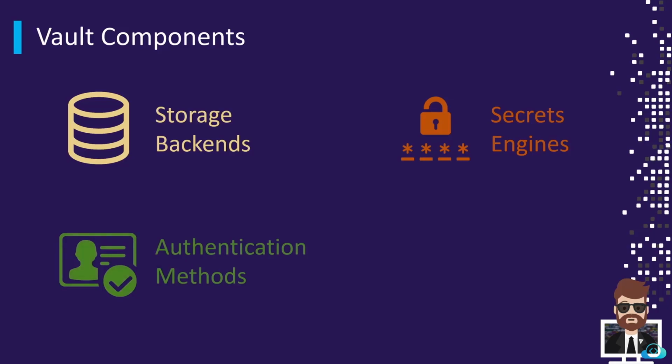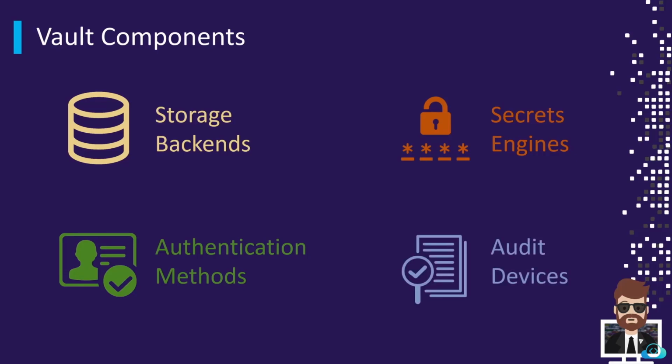Now, in order to use these secrets engines, you have to authenticate. So Vault has auth methods, and a wealth of different auth methods that you can use to authenticate to Vault to retrieve a token to access secrets engines. And finally, you have audit devices. Because Vault is a security product, we need to make sure that everything happening in Vault is 100% audited. So we have different audit devices that we can use to ensure everything is properly logged.